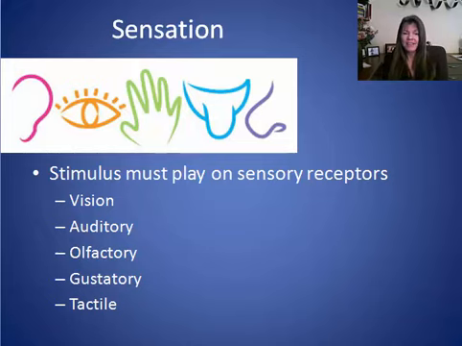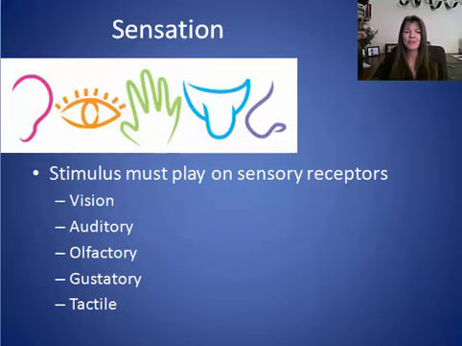Now, hopefully this is a review for you from Psych 101. So Psych 101 is a prerequisite for this class, and I'm quickly going to go over the stimulus and the receptors for each of the five sensory systems. And we're going to go through these rather quickly. And again, hopefully this is review for you, but in case not, here's your very quick review.